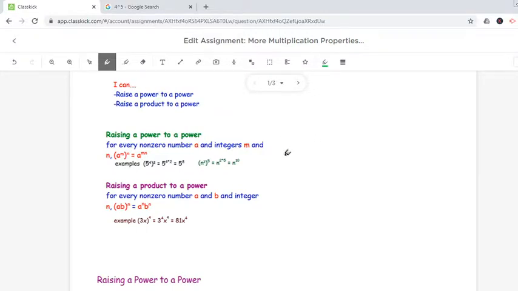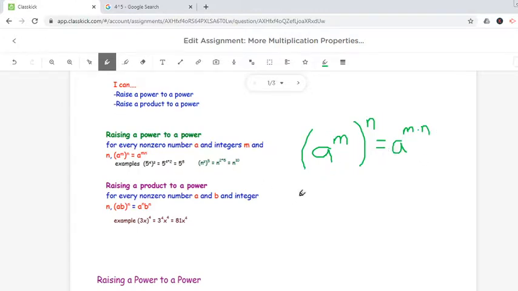So an example would be a to the m, to the n. So what we do is we multiply the exponents together. So this is a power, this is a power. So raising a power to a power. So that's a to the m times n.